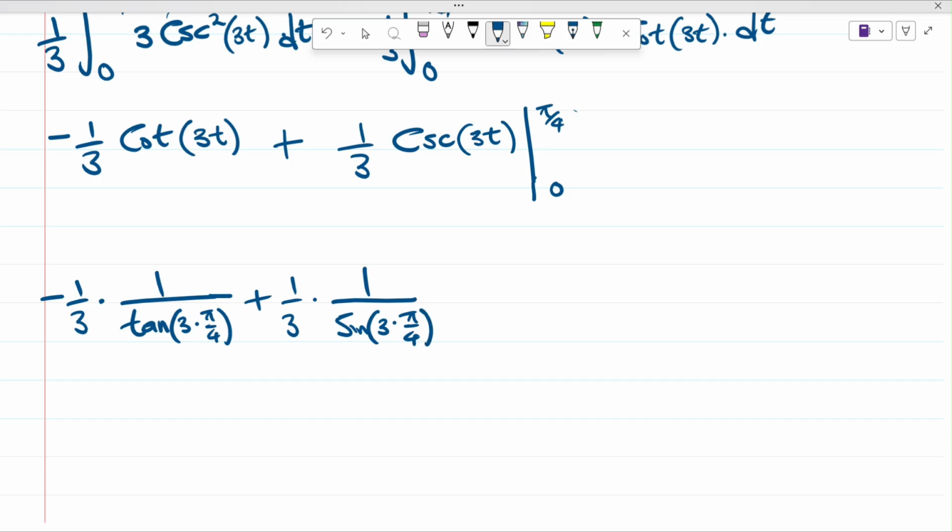3 multiplied by pi over 4, of course, minus, you substitute the other things. So this is going to be minus what? So we substitute the limits there, again the lower limit, I mean. So this is going to be minus 1 over 3, minus 1 over 3, 1 over tan of 0.